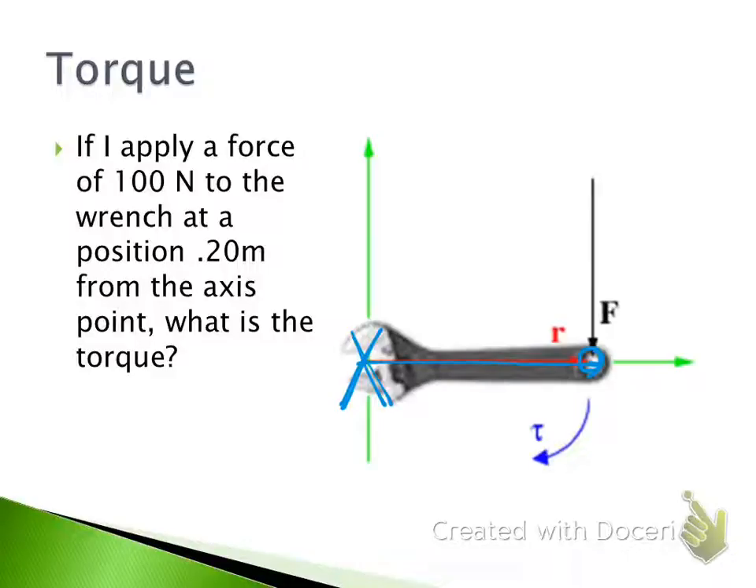This is really as easy as it seems. Units for torque are just Newton meters because we're taking newtons times meters. Simple enough. Very easy for problems that have a perpendicular radius and force.